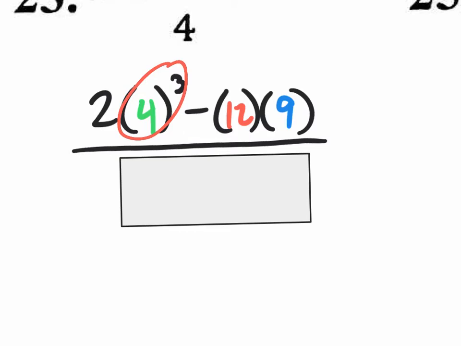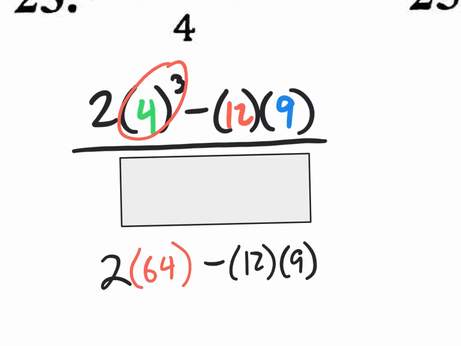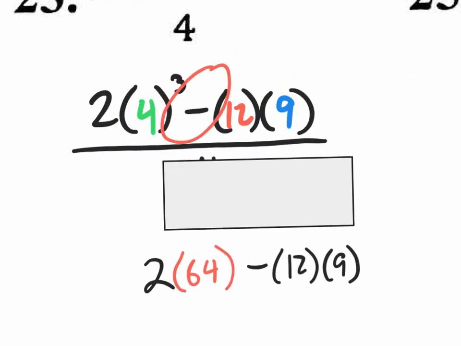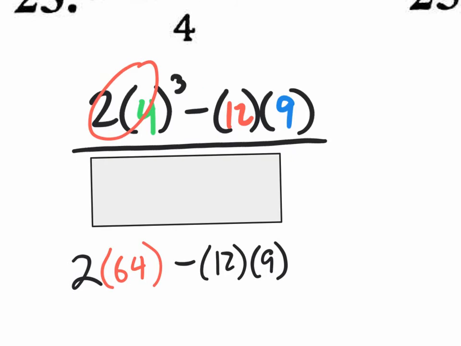All right, so let me rewrite the top. I have 2 times 64. Then I have minus 12 times 9. And I might as well... whoa, that didn't work. I'll rewrite it over that denominator 4 that was down there, just so we could keep that 4 down there and we don't forget about it.